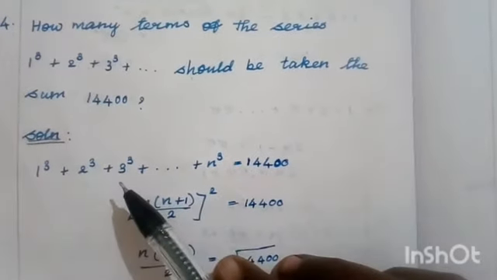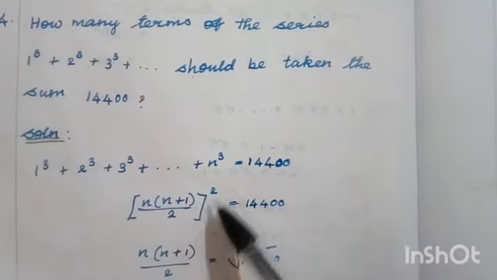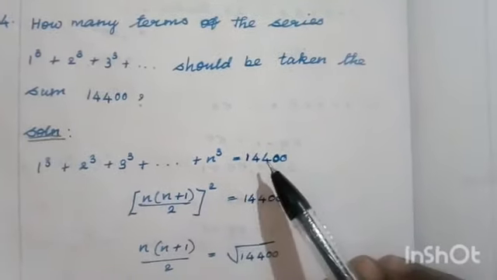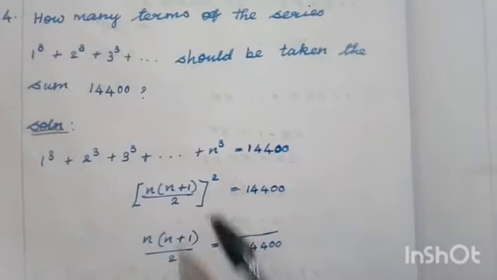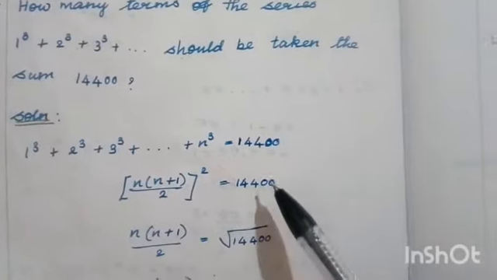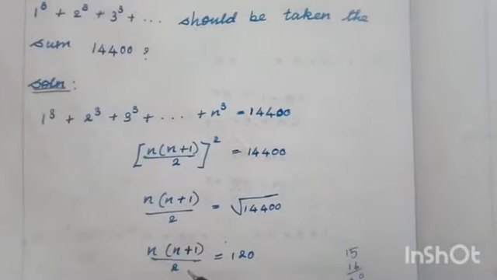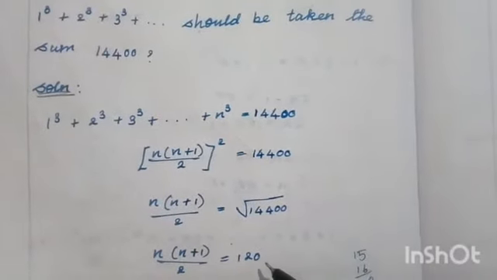We know the formula: the sum of the cubes of n natural numbers is [n into (n plus 1) by 2] whole square. So that is equal to 14,400. So suppose n into (n plus 1) by 2 is equal to the square root of 14,400. So now n into (n plus 1) by 2 is equal to 120.